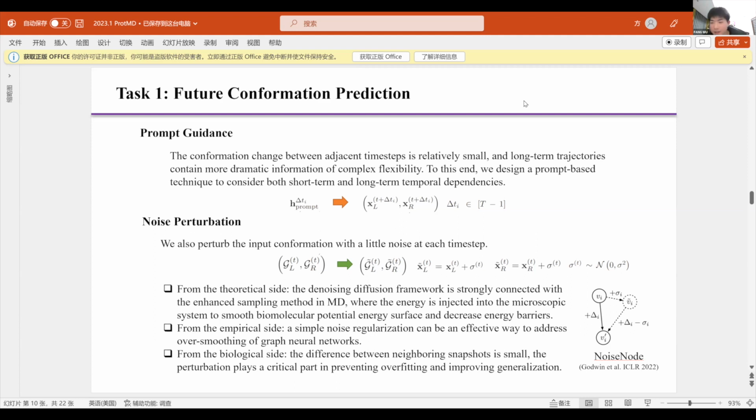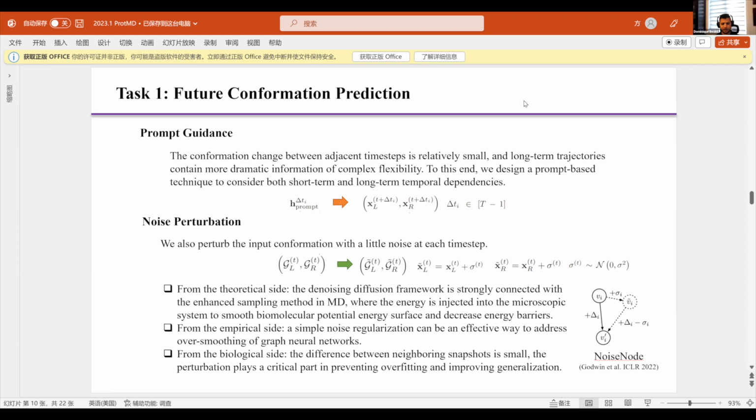It's a good question. In fact, sigma, the magnitude of the noise, is a hyperparameter, so you can tune it according to the model performance. But when the target is a long-term trajectory, the sigma is relatively large. When the target is a short-term trajectory, the noise should be relatively small, right? Because in a short-term trajectory the conformation change is very small, so you cannot add too large a noise.